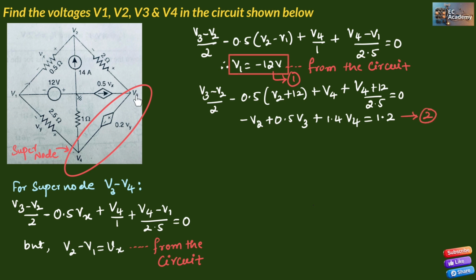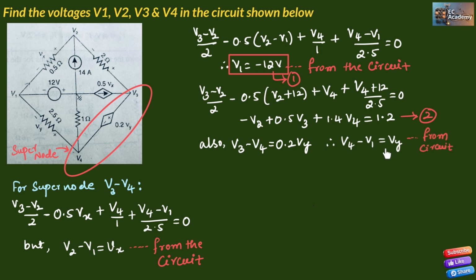Now from the circuit, V3 minus V4 is equal to 0.2 Vy. So we can write V3 minus V4 is equal to 0.2 Vy. If we observe the circuit, V4 minus V1 is equal to Vy. So this is from the circuit.